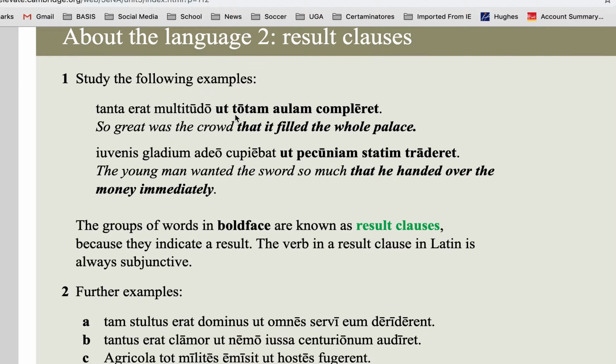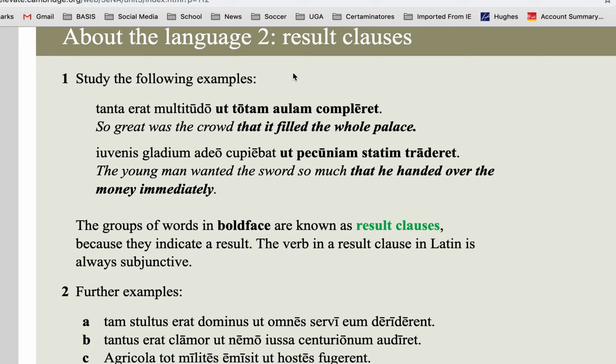And so, result and purpose and indirect command, on first glance, they all look alike because they all begin with ut. But the result clauses are really easy to spot because they all have a so word in them. So result clauses are, and honestly, the best similarity I can give you is any of those yo mama jokes, right? So yo mama is so fat that, yo mama is so stupid that, your mama is so fat that her blood type is ragu.